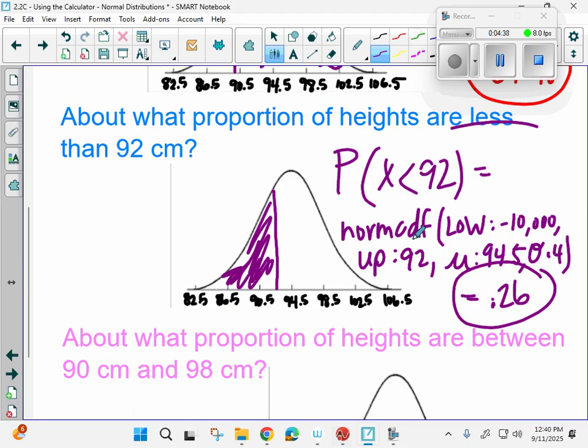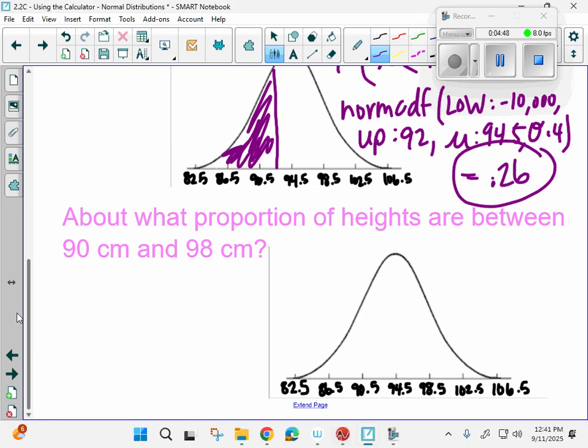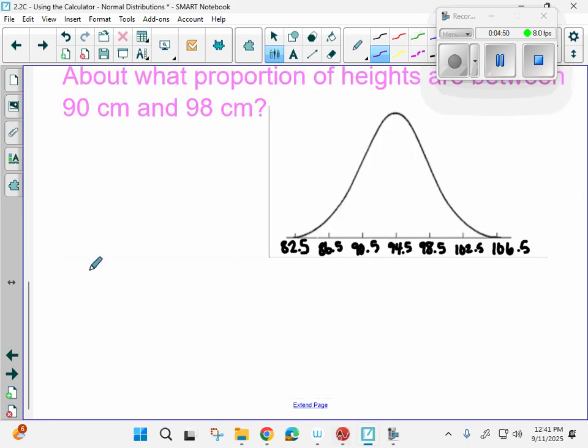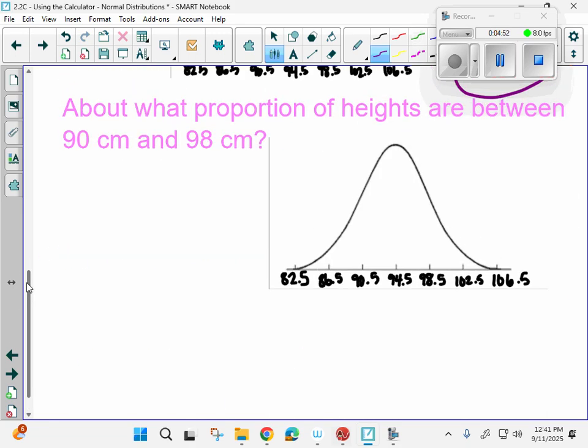I just figured it out when I was going to say what we're talking about, right? All these 3-year-olds that are less than 92 centimeters, 26% of them. All right. Now let's do an in-between one. About what proportion of these 3-year-olds are between 90 and 98?